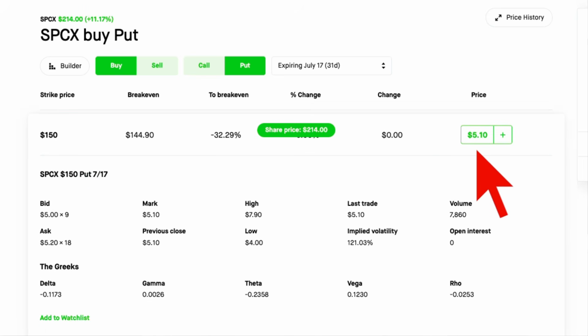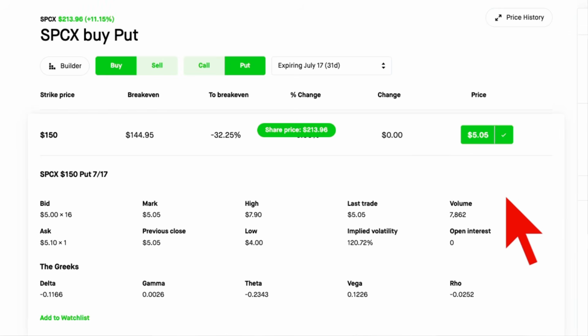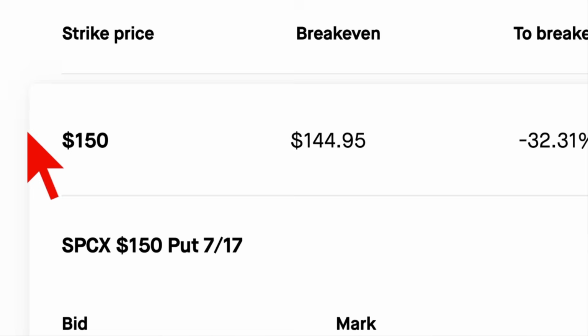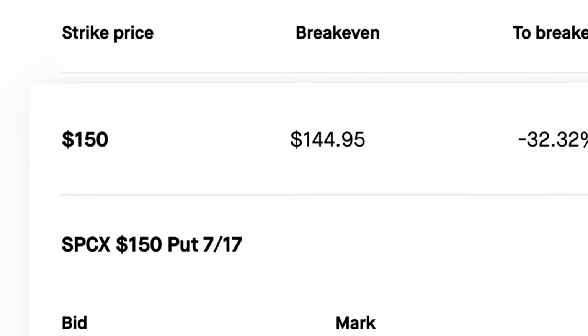So for instance, if you buy a 150 put, you've just established a hard floor for your investment. That means no matter what happens to the stock market, your downside is protected, and it's legally capped at $150. Think of the premium you pay for the put as exactly like the premium that you might pay for car insurance. You hope you don't need it, but if the wreck happens, you're incredibly glad that you have it.